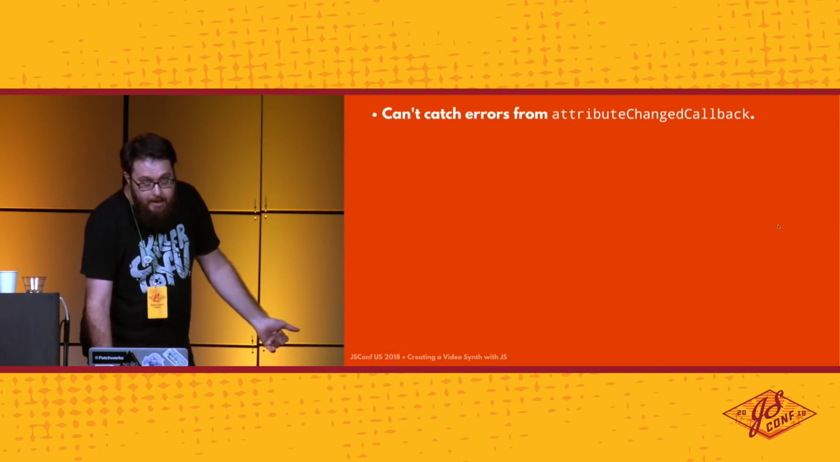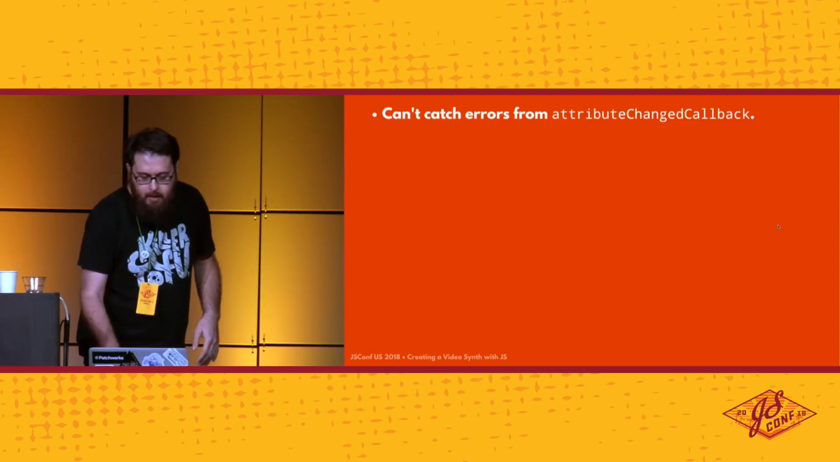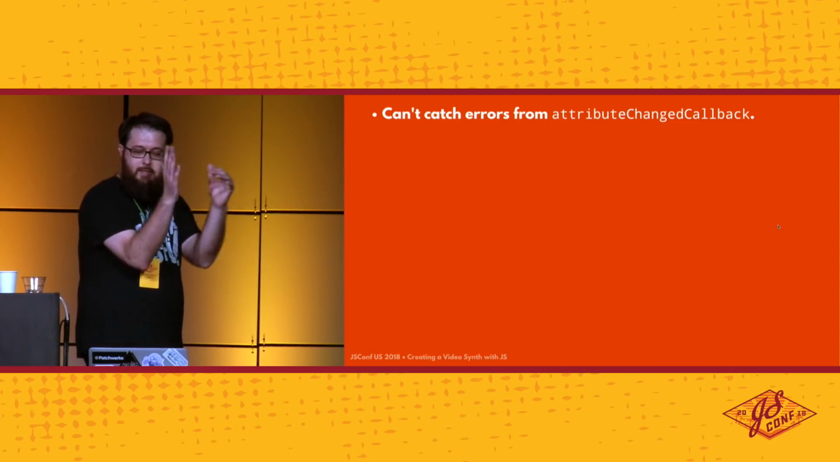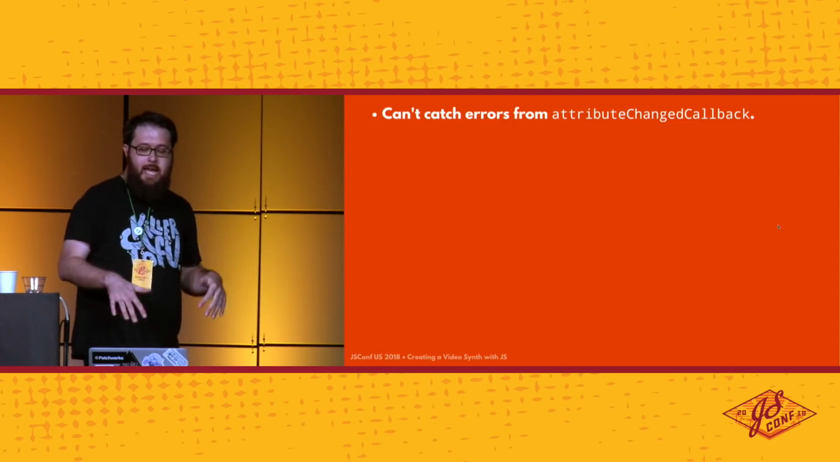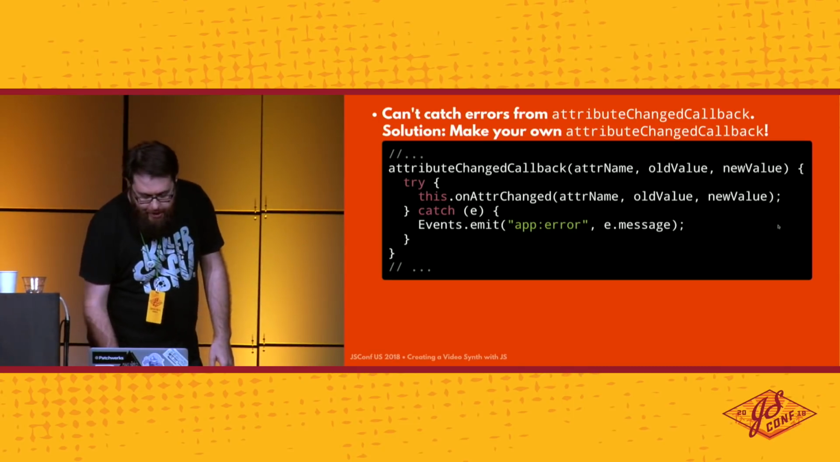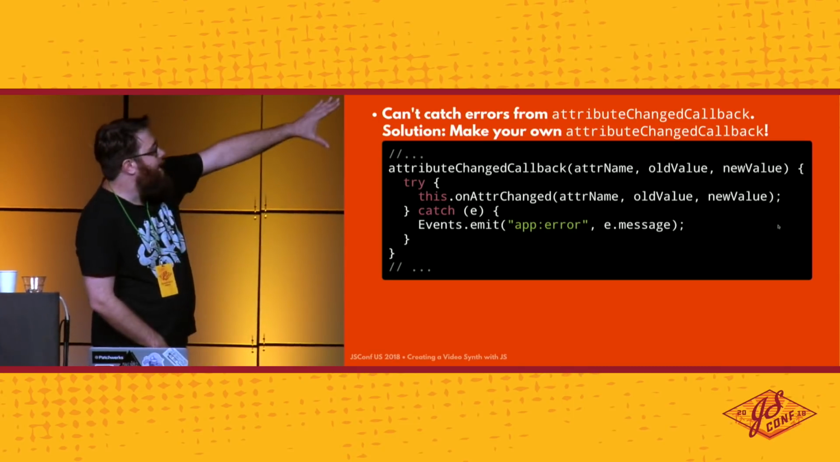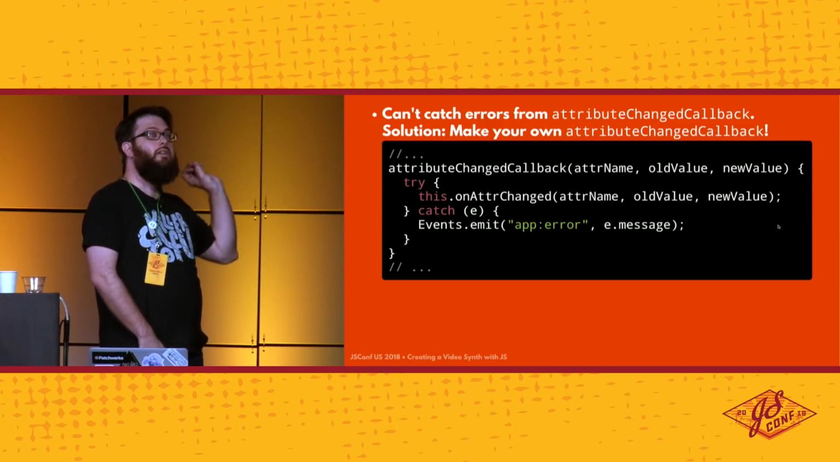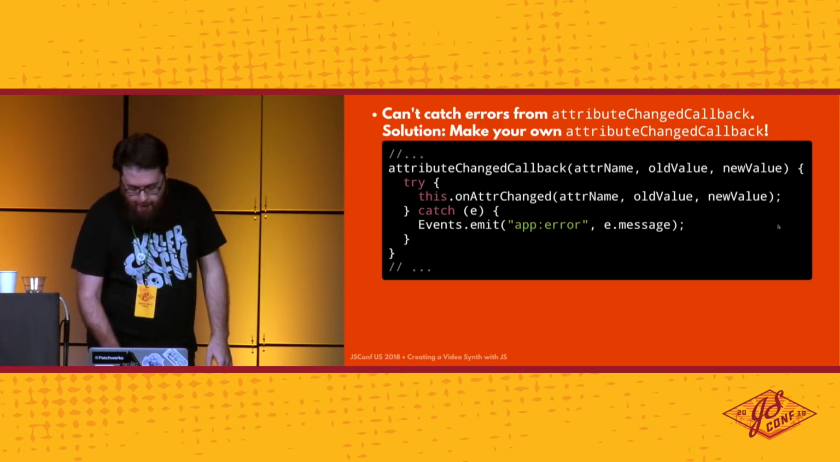You also can't, at least I couldn't, catch the errors. So when you wrote some JavaScript in the app and then it ran and you got a value, it would throw an error. The whole thing would kind of just die. So I needed to basically wrap attribute change callback, and so I have my own attribute change callback as well.